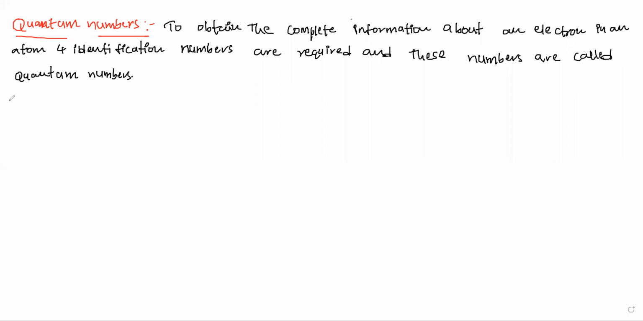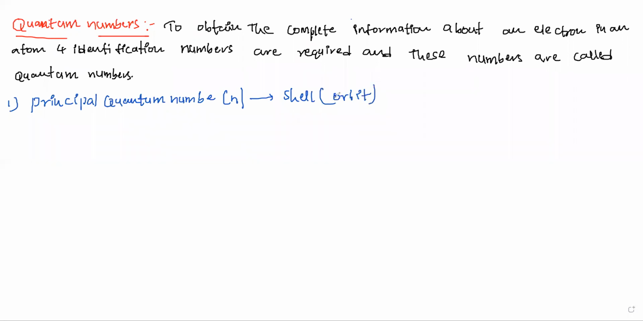The first quantum number is the principal quantum number. This is represented by n, and it tells about the shell. I am writing it as the orbit.